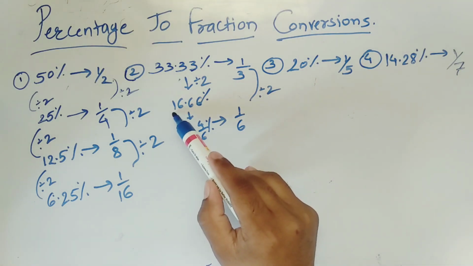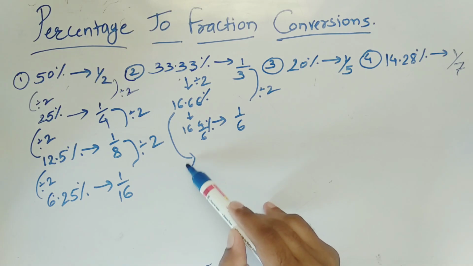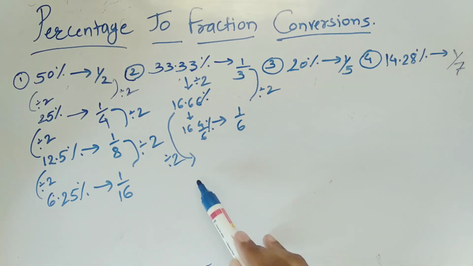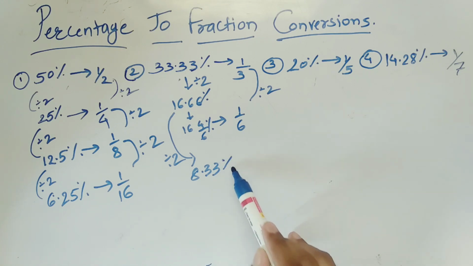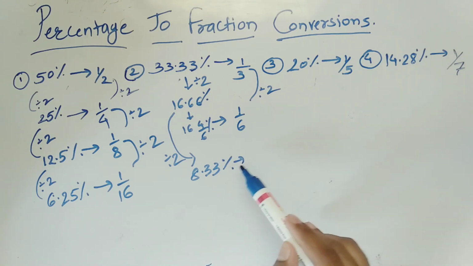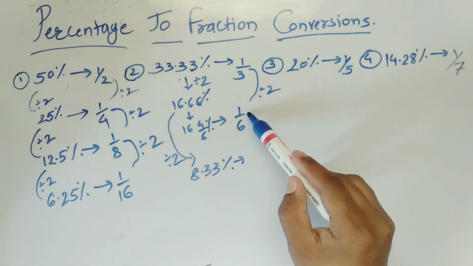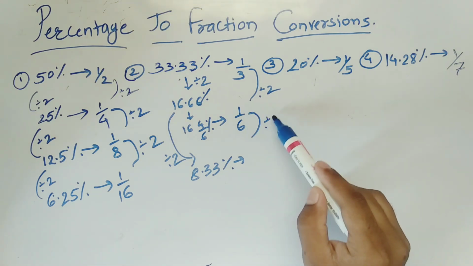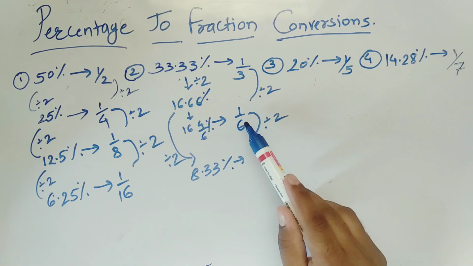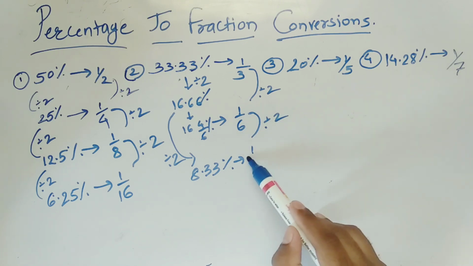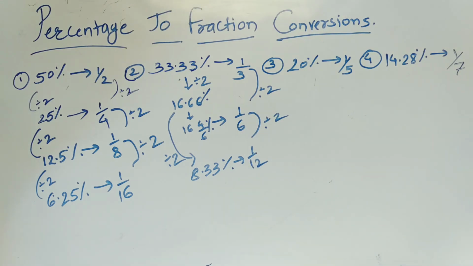Now further on, if this 16.66% is divided by 2, we get 8.33%. So in order to calculate the fraction value of 8.33, we must also divide the ratio by 2. So when 1 by 6 is divided by 2, we get the fraction value 1 by 12.